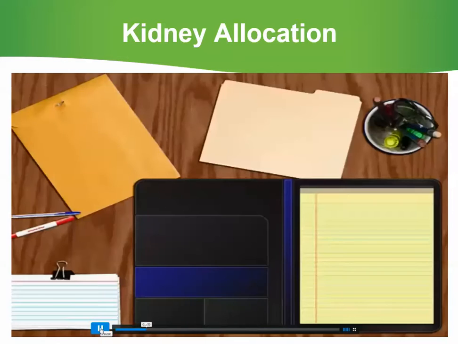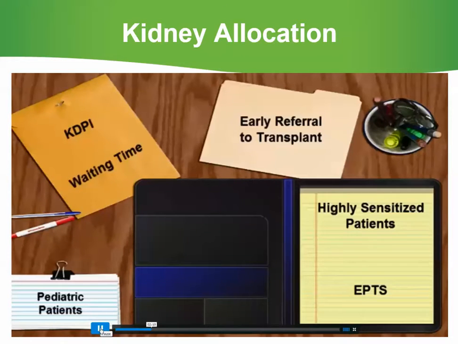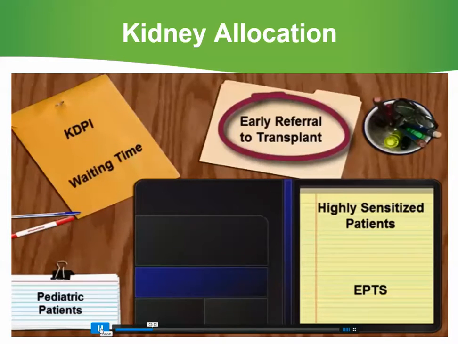There are key components of the new kidney allocation system that patients need to be aware of: early referral to transplant, waiting time for transplant, the Kidney Donor Profile Index, or KDPI, pediatric patients, estimated post-transplant survival, or EPTS, and priority for highly sensitized patients. Let's take a look at the importance of early referral to transplant.